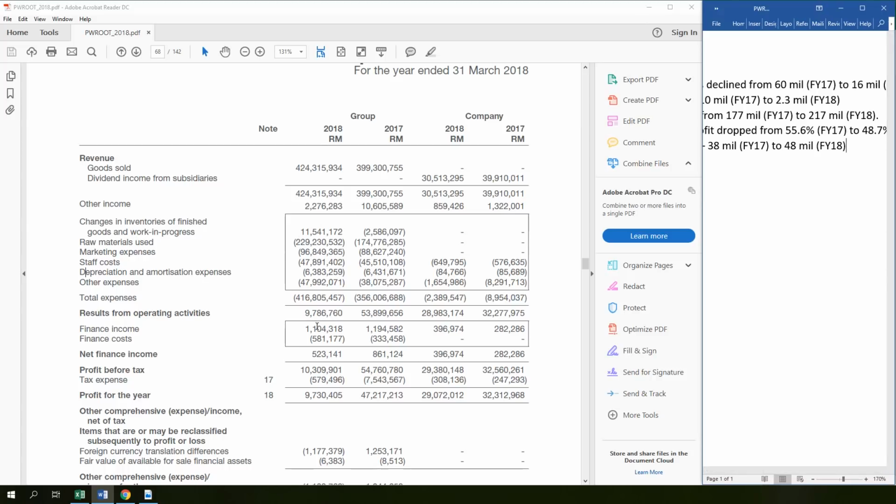Finance income, no big deal. Okay, pass. Finance cost increased from 333,000 to 581,000. I guess they were new. Yeah, I think they were new borrowing. We will check it out later. But let's take note here. Finance cost 333k to 581k.